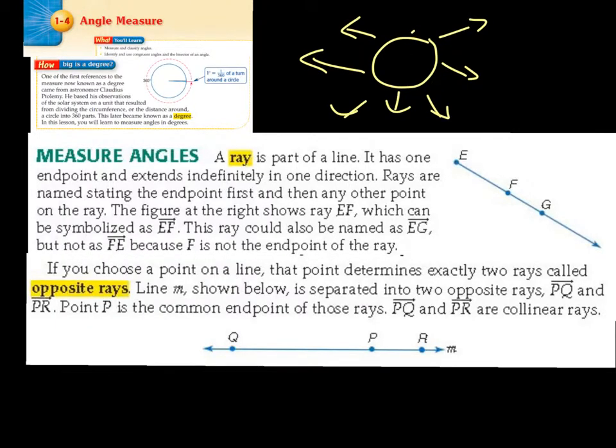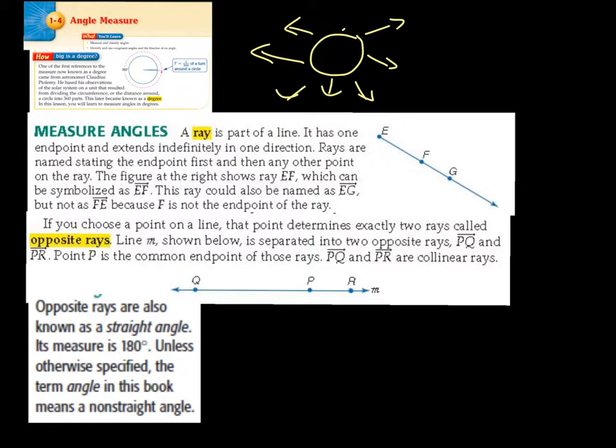If you choose a point on a line, that point determines exactly two rays called opposite rays. Line M, shown below, is separated into two opposite rays, ray PQ and ray PR. Point P is the common endpoint of those rays. Ray PQ and ray PR are collinear rays. Opposite rays are also known as a straight angle. Its measure is 180 degrees.